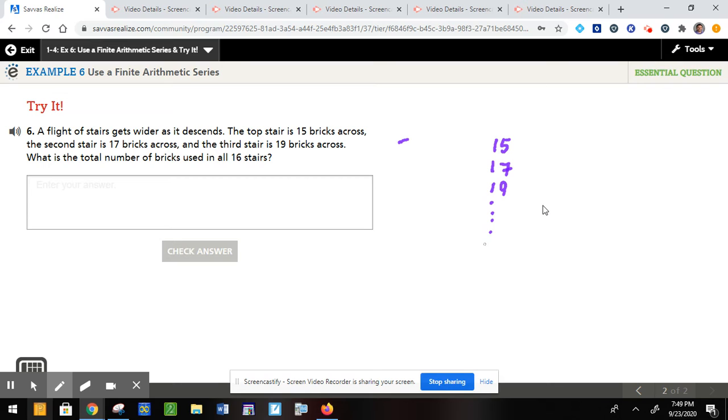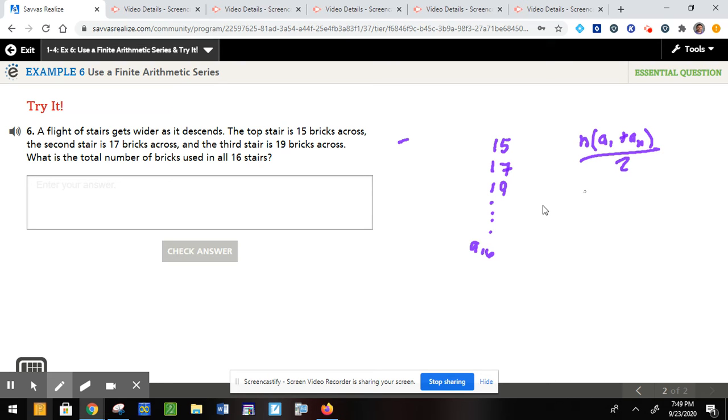So we got to figure out a couple things. We got to figure out what is a sub 16, so how many bricks are in that last row? And I guess that's all the information we need to then figure out the total sum. Because remember, the formula for the sum is number of terms times the first term plus the last term, all divided by 2.